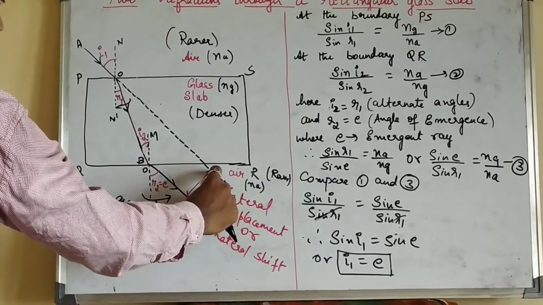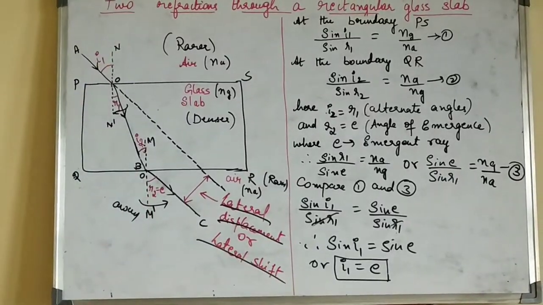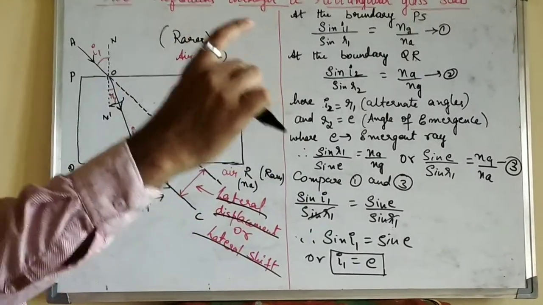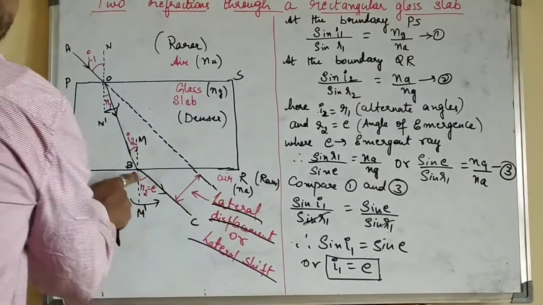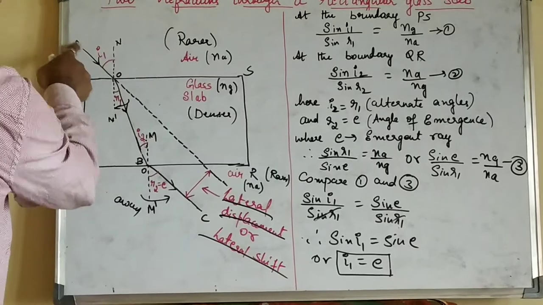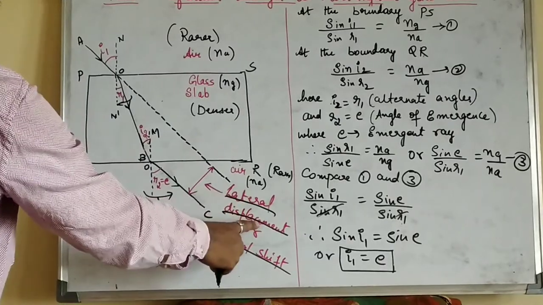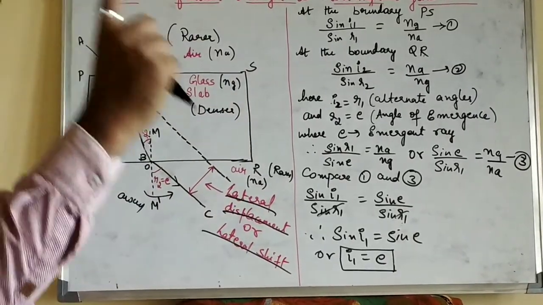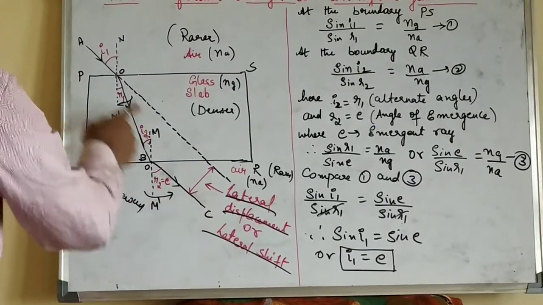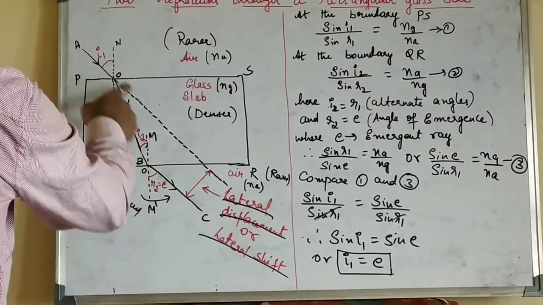Now, what is this shift? This shift is called lateral displacement or lateral shift, which means the lateral shift is the distance or displacement between the emergent ray and the incident ray without any deviation. I repeat, lateral displacement or lateral shift is the displacement between the emergent ray and the incident ray which is going undeviated.